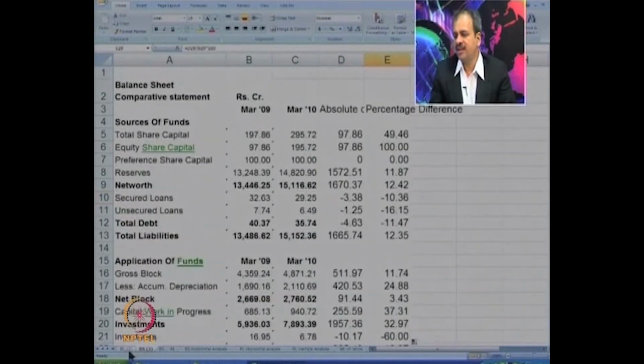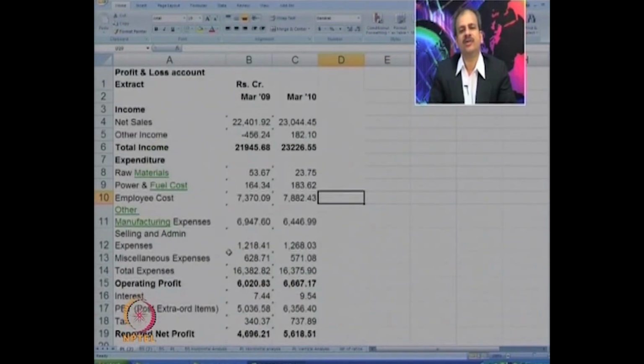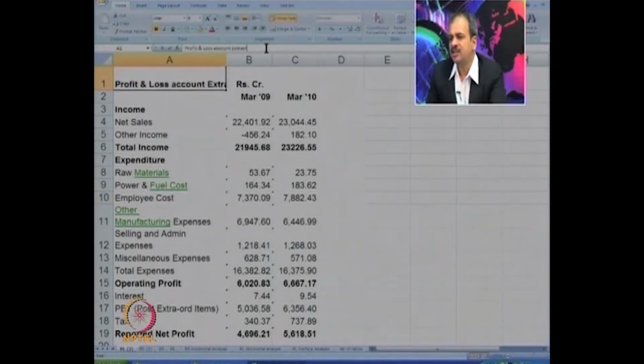Now, for the P&L account, we can again do both analyses. We can do common size and we can also do comparative. Since we have just now done comparative for the balance sheet, for the P&L account let us do the common size statement.